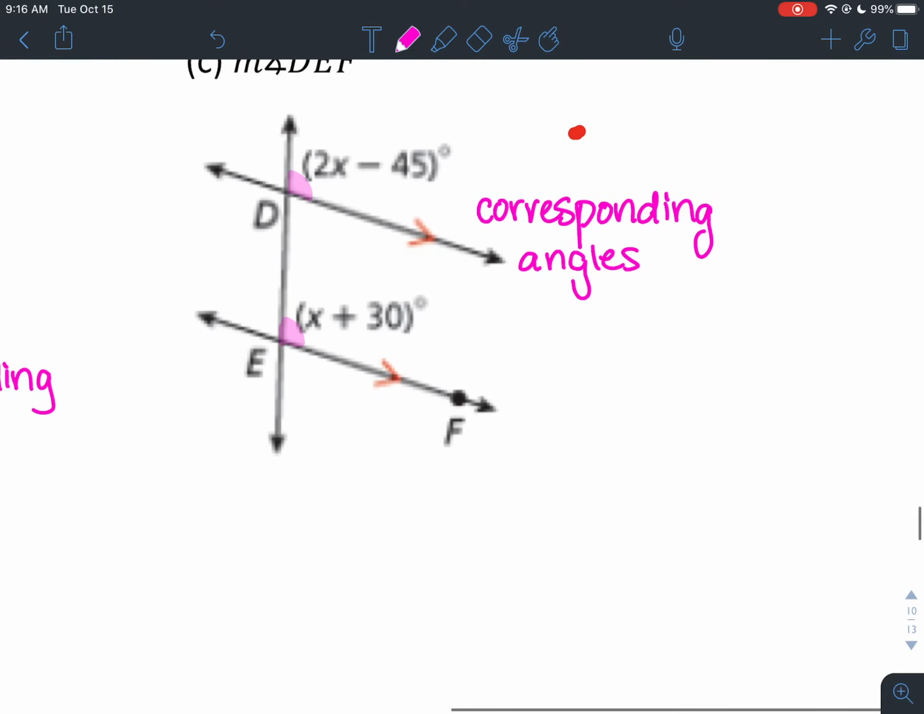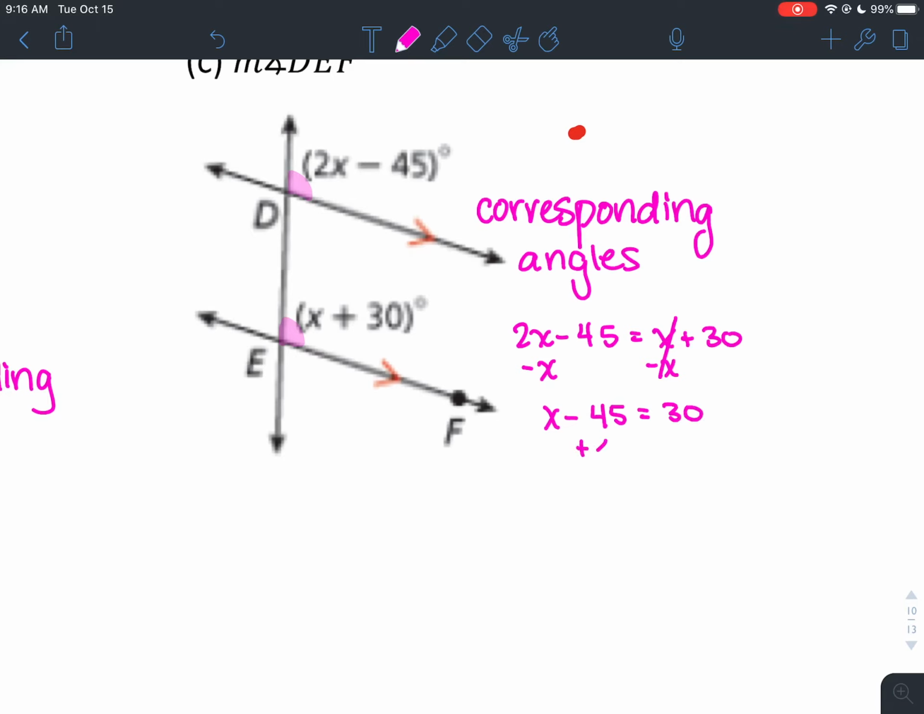So congruent means that 2x minus 45 is going to equal x plus 30. Now in order to solve for x, I have to get x all by itself on the same side, so I'm going to subtract x from both sides, and then I'm going to add 45 to both sides, and I get that x equals 75.